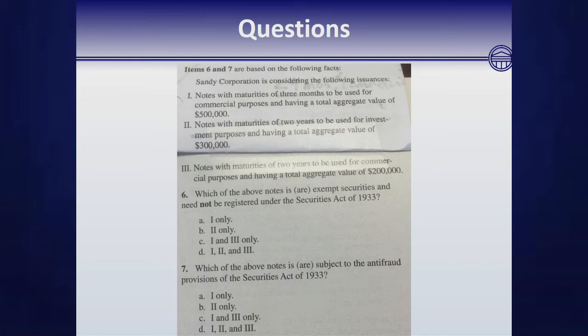And your answer here is one only, right? So A is your answer. And then 7, which of the above notes is or are subject to the anti-fraud provisions of the Securities Act of 1933? And all of them are subject to the anti-fraud provisions of the Act. So your answer is 1, 2, and 3. And so D is your correct answer.